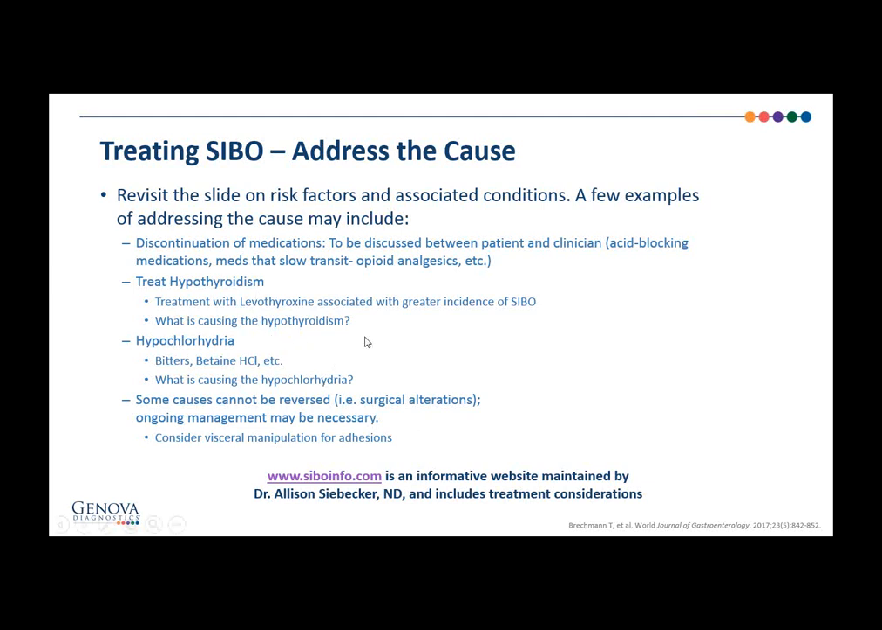Hypochlorhydria, or low stomach acid. You might consider giving bitters, betaine hydrochloride, things like that to help. But then the underlying question is what's causing the hypochlorhydria and what can you do to improve that? Some causes can't be reversed. So surgical alterations, aging was another risk factor. We can't reverse aging necessarily. So ongoing management may be necessary. Something that's helpful for surgical alterations might be something manual like visceral manipulation to break up some of those adhesions.